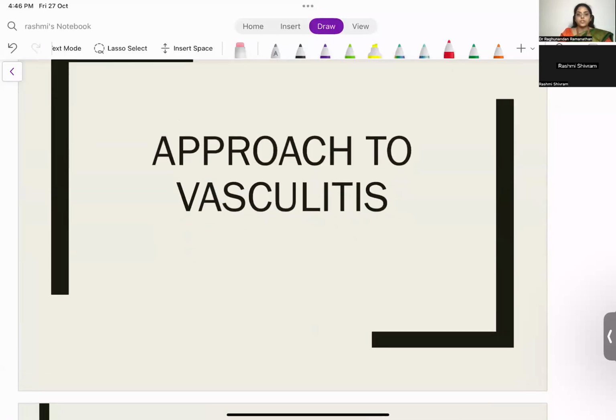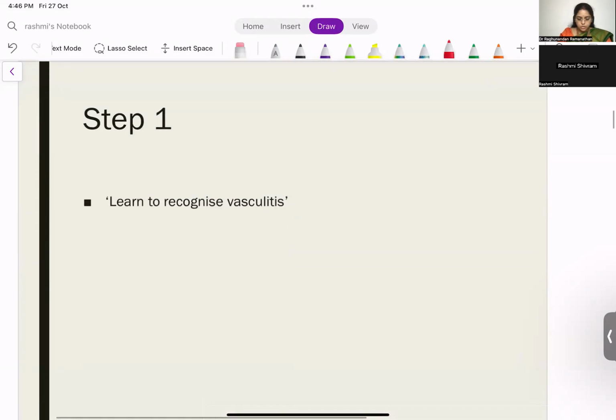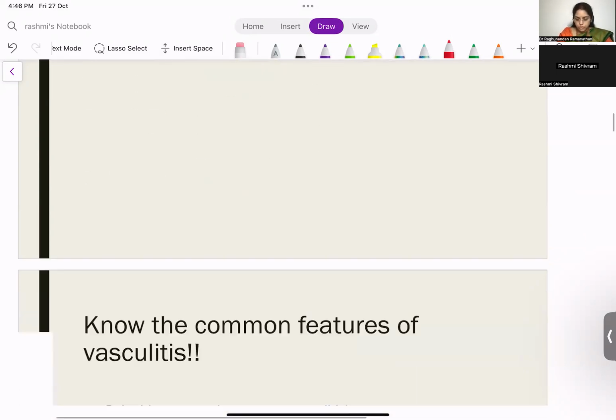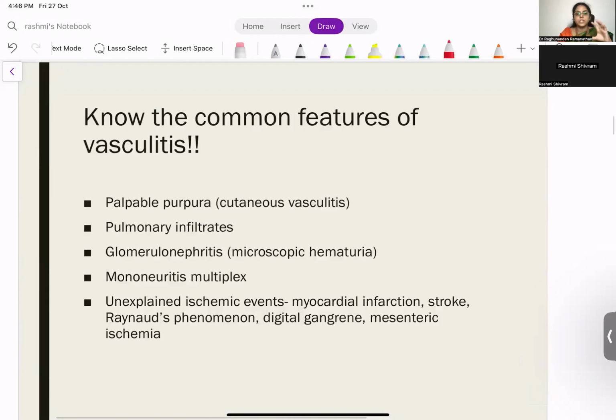So coming to the approach to vasculitis. How do you approach? There are a few steps, around 5 to 6 steps. We'll go step by step on how you approach vasculitis. So first is the first step. How to recognize vasculitis? How do you even consider the diagnosis of vasculitis in a patient? Before that, you need to know that there are some common features of vasculitis.